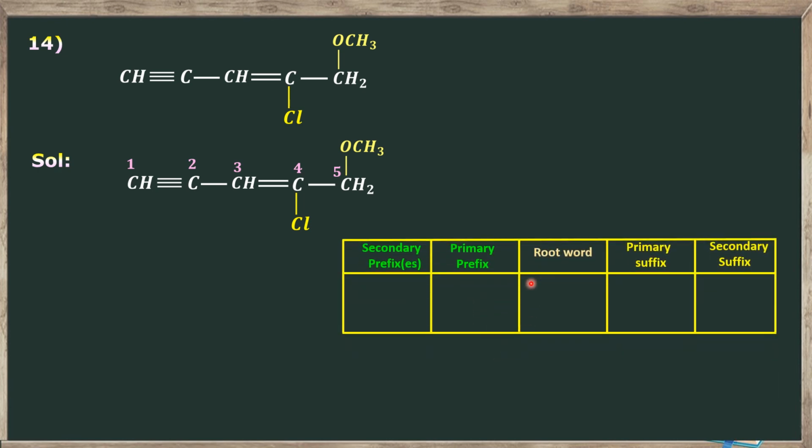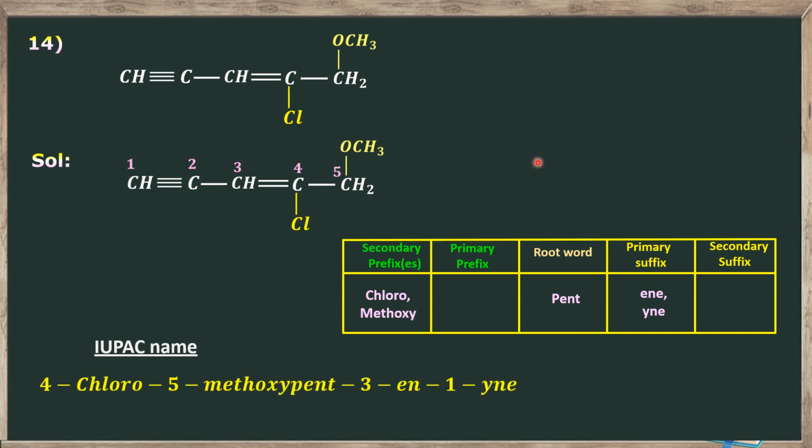Okay. And root word is pent, primary suffix. Double bond is there, so it is ene. Triple bond is there, it is yne. Secondary prefixes you can see chloro and methoxy. The IUPAC name of this organic compound is, we have to write the substituents according to the alphabetical order. So 4-chloro, 5-methoxy, okay, 3-ene, 1-yne. 4-chloro, 5-methoxy, pent, 3-ene, 1-yne.